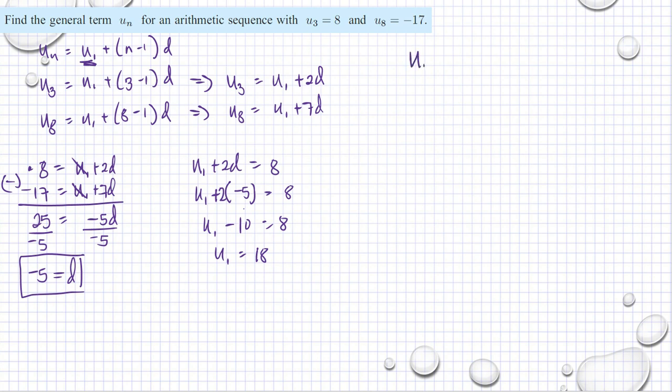Now we're ready. U sub n is equal to 18 plus n minus 1 multiplied by negative 5. Then we have 18 minus 5n. This will become negative if we multiply to n, and then we have plus 5. Then we have negative 5n plus 23.